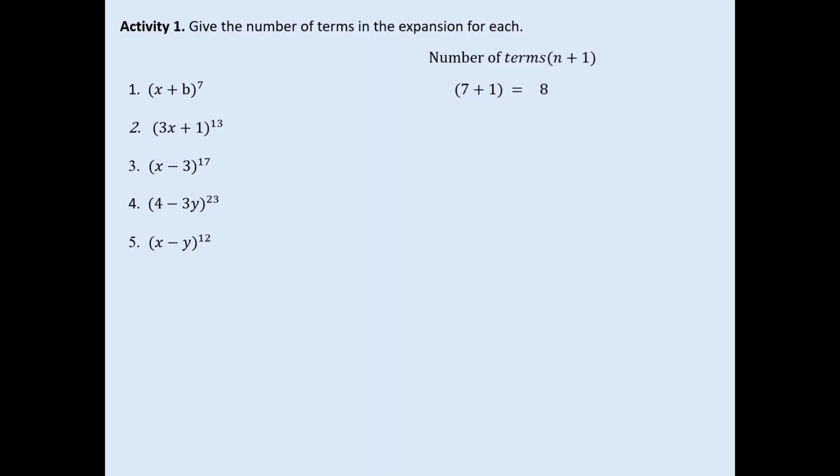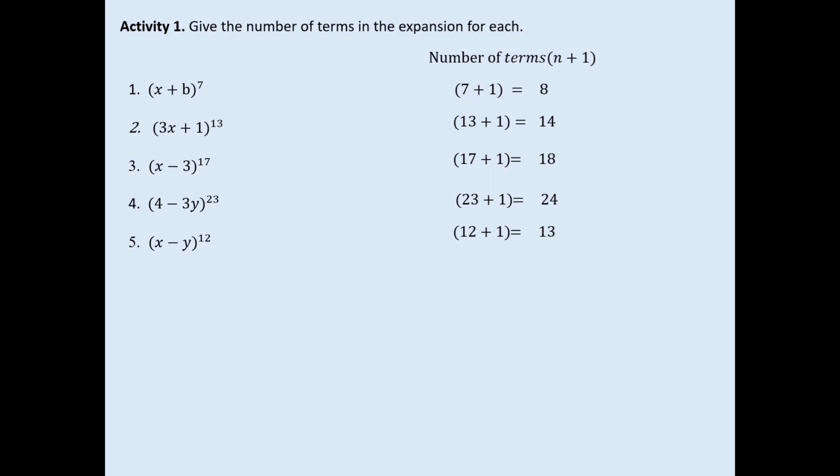Number 2, your n is 13, so you have 14 terms. Number 3, your n is 17, so you have 18 terms, 17 plus 1. Number 4, your n is 23, 23 plus 1, that will give you 24 terms. And finally, number 5, your n is 12, so you have 12 plus 1, that's 13. Ito yung paano kunin yung number of terms sa isang binomial expansion.